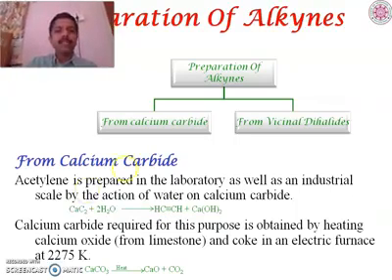So this is an industrial method by which ethyne can be prepared. Calcium carbide on reaction with water in presence of heat gives you ethyne. This is the main method of preparation of ethyne, the industrial method.